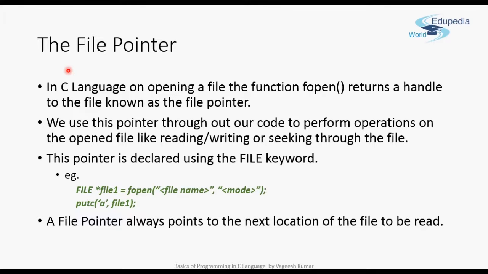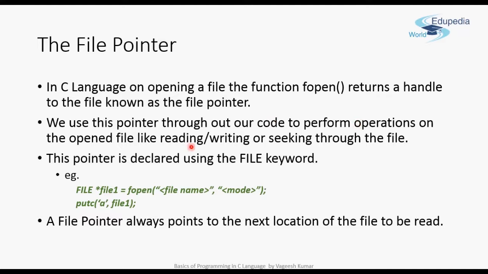Now about the file pointer. What is a file pointer? We have already discussed that whenever we open a file we get a pointer to the file. Using this pointer you will perform whatever operations you want to perform on the file. So in C language, on opening a file, the function that we call is fopen. It returns a handle to the file. What is a handle? A handle to the file is something that lets us refer to that file. This is also known as the file pointer. So we use this pointer throughout our code to perform operations on the opened file.